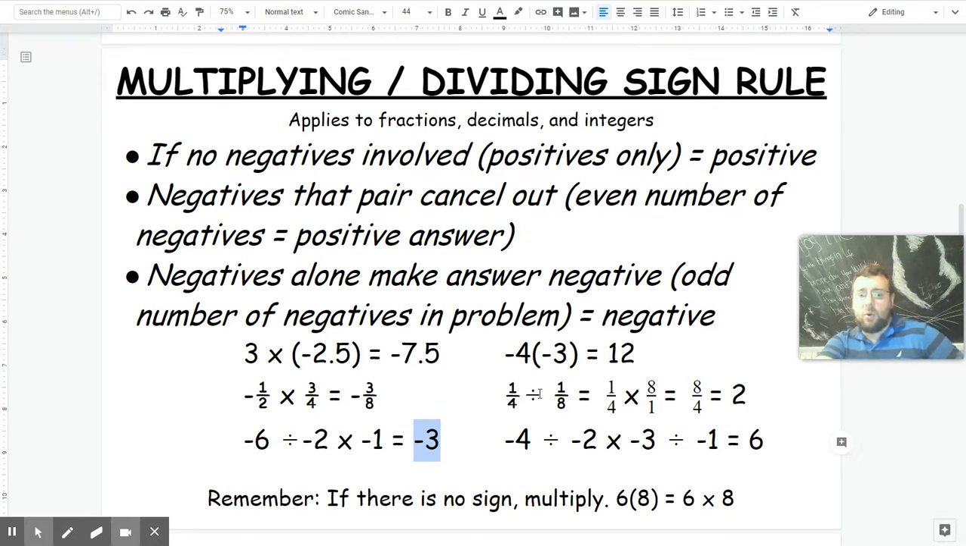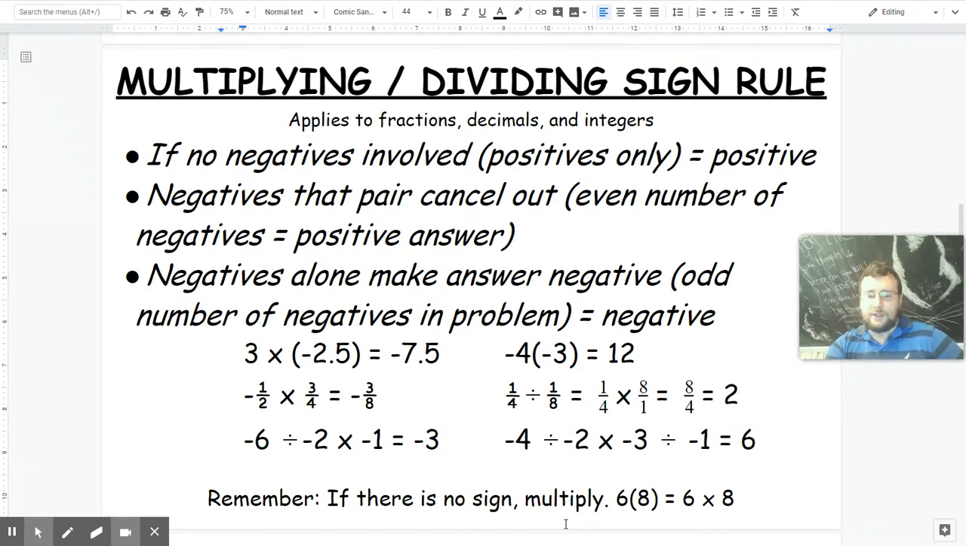If you do 1/4 divided by 1/8, that is the same thing as 1/4 times 8 over 1, which is 8 divided by 4, or 2. We're going to review how to do this later also, but the point is, since there are no negatives in the problem, obviously the answer is positive. Here's one more example. We've got -4 divided by -2 times -3. Again, we have 3 negatives, and so division and multiplication both apply. The answer is going to be negative.